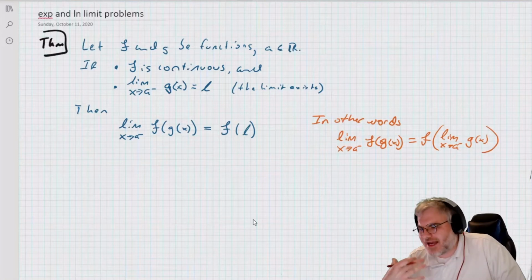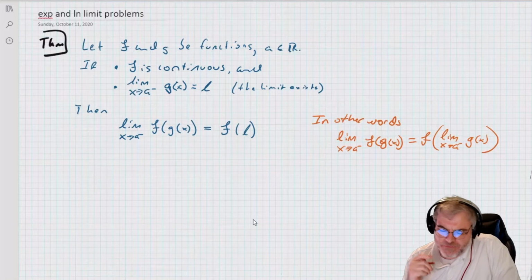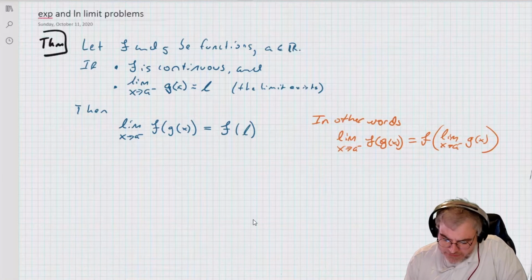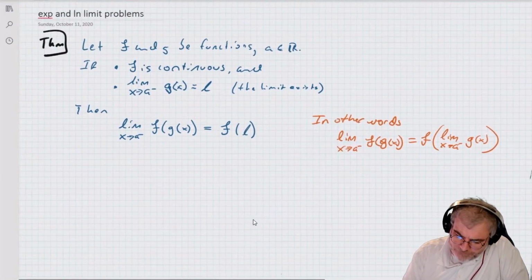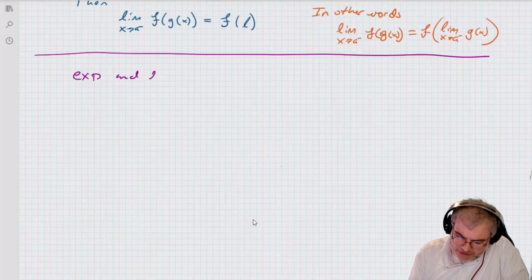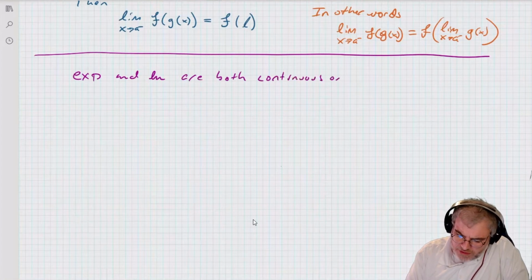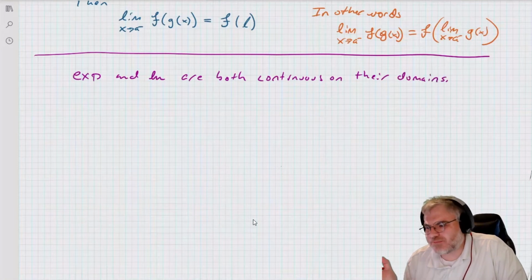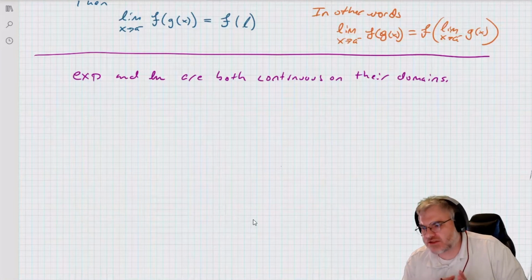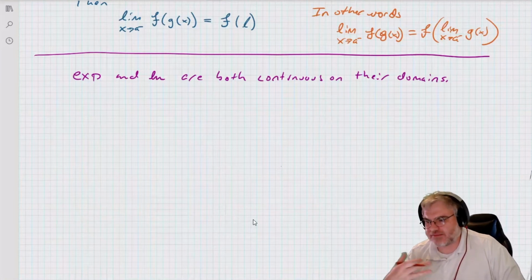So there's this idea that I can pass the limit sign through continuous functions. It's essential to note that exp, the exponential function e to the x, and ln are both continuous on their domains. That means no matter what I've got, I can just pass through the limit sign if I get something that's a composition of exp or ln and something else.